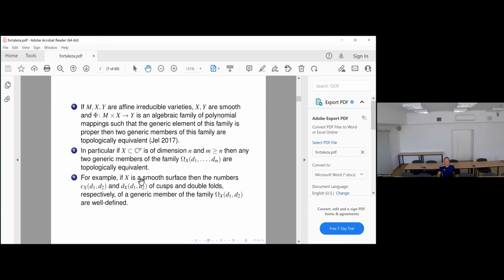This is interesting for us. If X is a smooth surface, then the numbers c_X of cusps and d_X of double folds respectively for a generic family are well defined, and of course it's a natural question how to compute these elements for an arbitrary smooth surface. However, for an arbitrary smooth surface it is rather difficult. Then we restrict here only to C2 and to the sphere. For some reasons, for C2 and for the sphere, this is easier because we have a large group of symmetry in these objects.